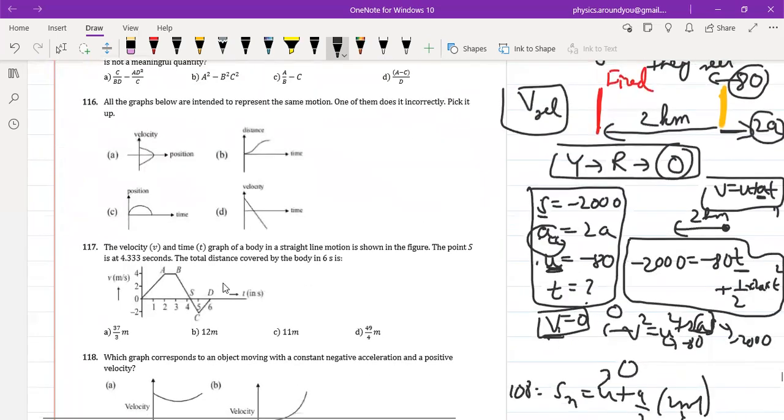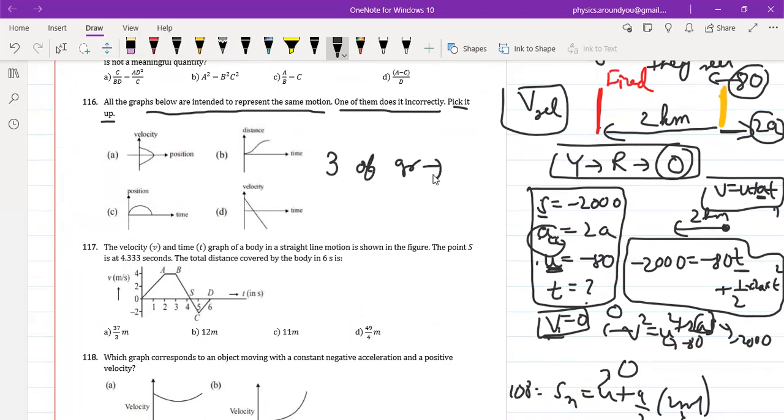Now question number 116. All the graphs below are intended to represent the same motion. One of them does it incorrectly. Pick it up. So three of the graphs tell the same thing. One doesn't. We need to pick that graph. Three graphs should tell the same story, one shouldn't. So we should pick the odd one out. Which graph is the odd one?